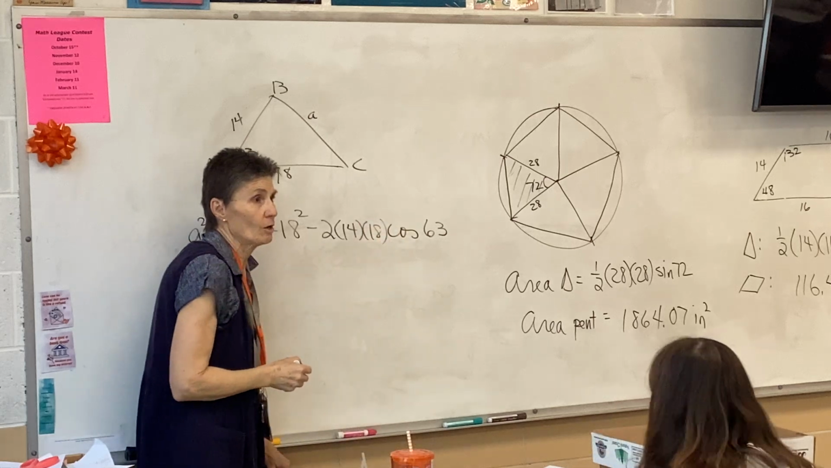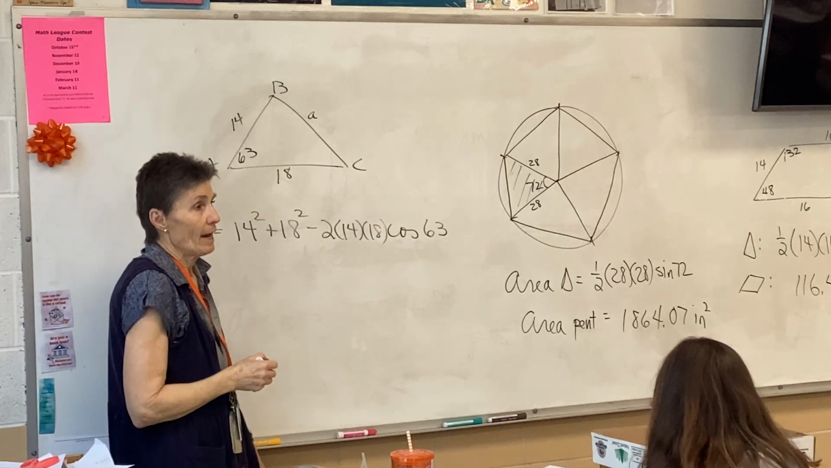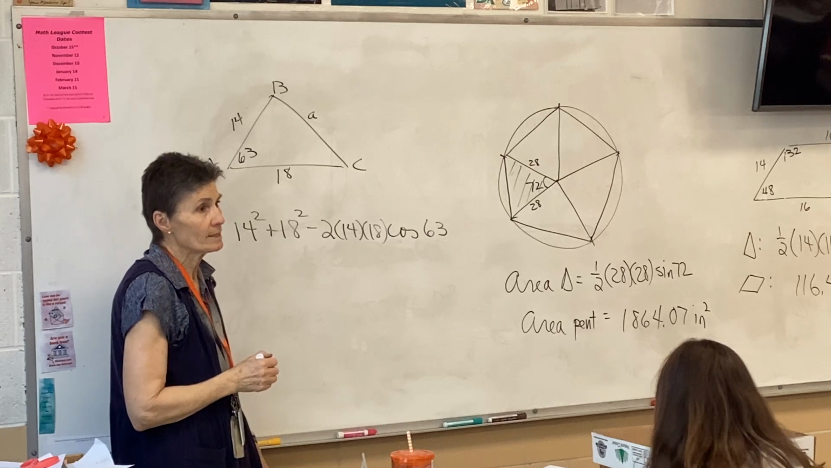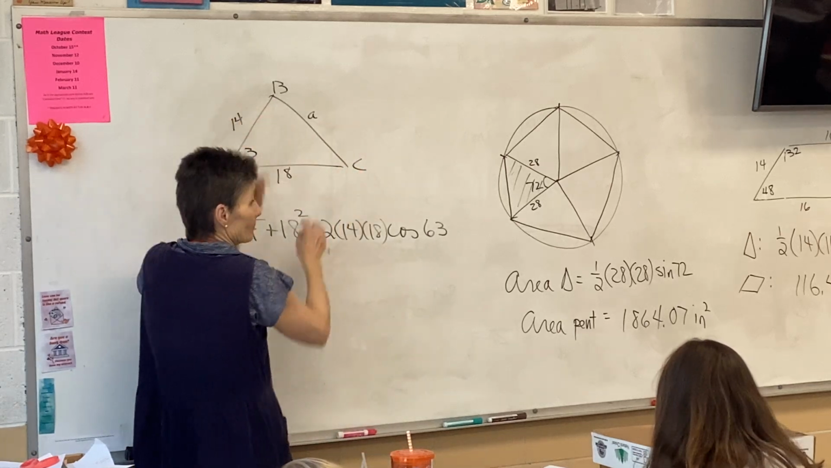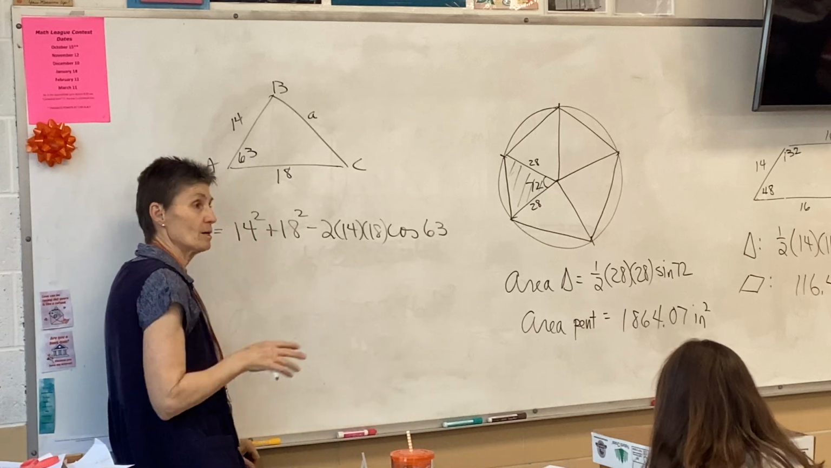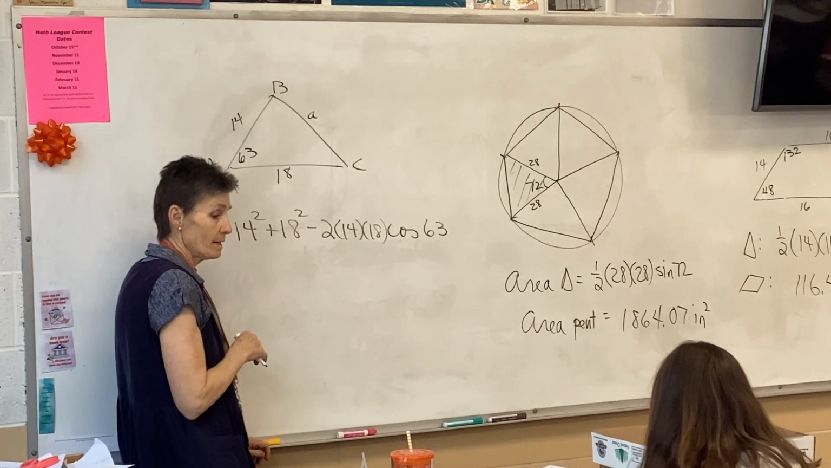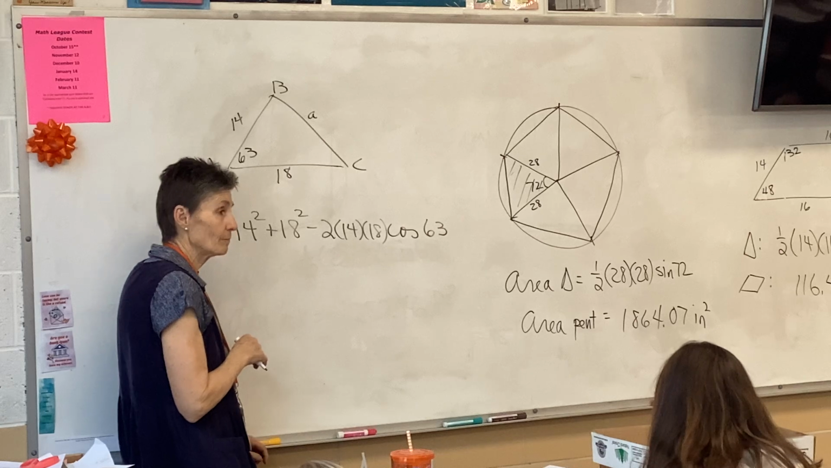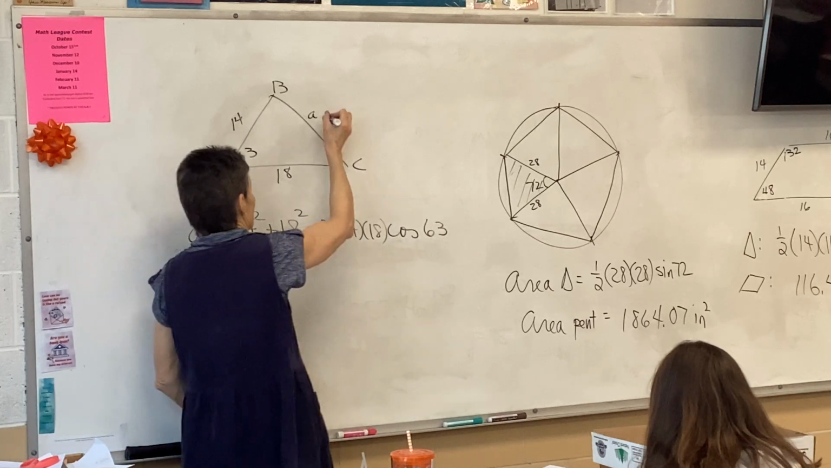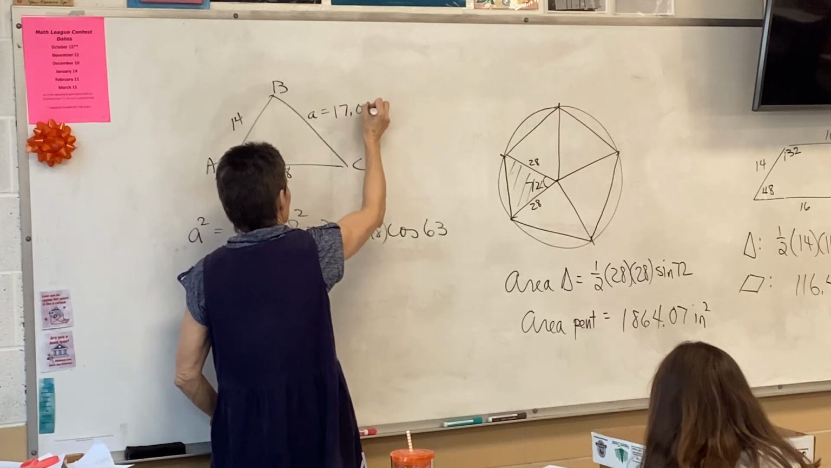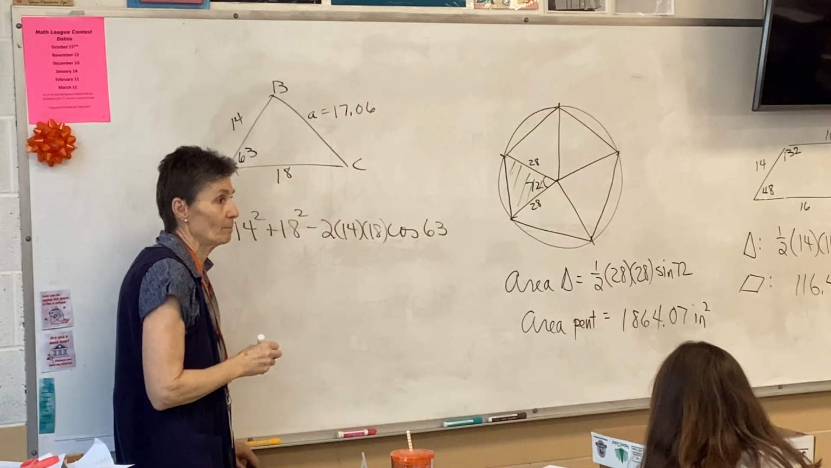Alright guys, that's your law of cosines. And why are we using the law of cosines? Because we don't have a pair. So it's got to be cosines. Alright, so type it in, square root it, and see if you get 17.06. That's what I have written on my paper.